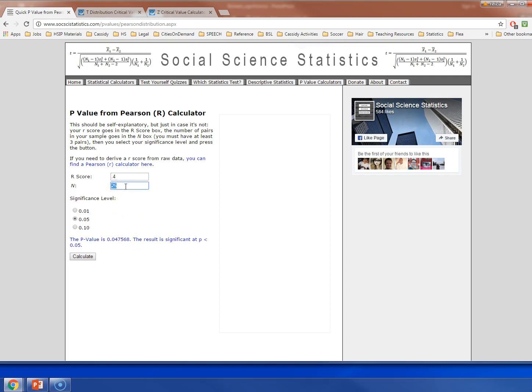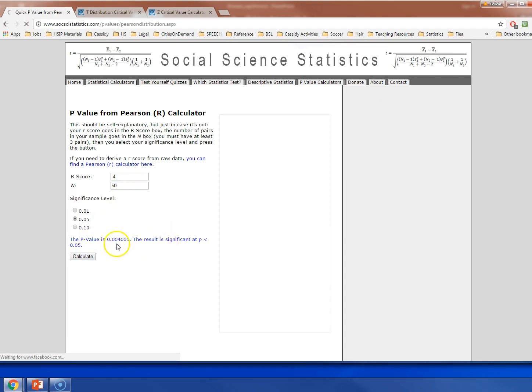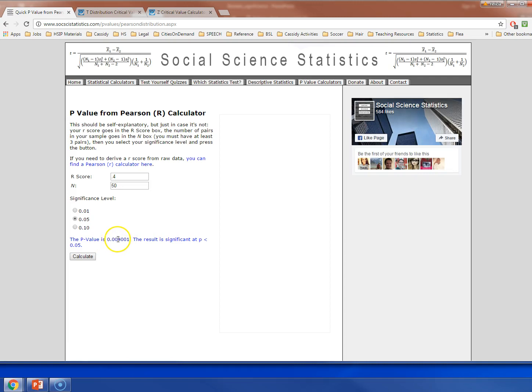What's going to happen if I have 50 people in my sample? My p-value is 0.0004, which is even lower than the one I just got, which was 0.04. Because the formula to calculate significance, to calculate the p-value, takes into account sample size, as I increase my sample size, I'm increasing the chances that I'm going to find a statistically significant finding.